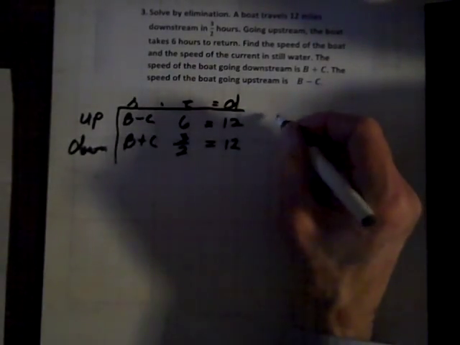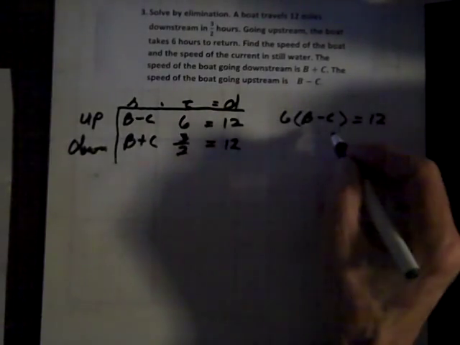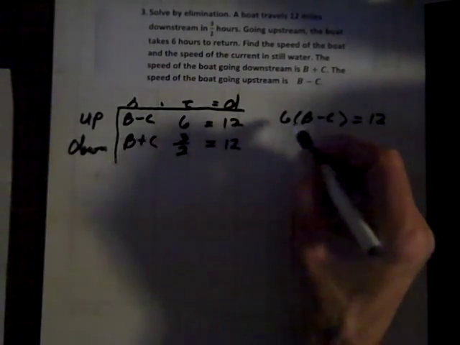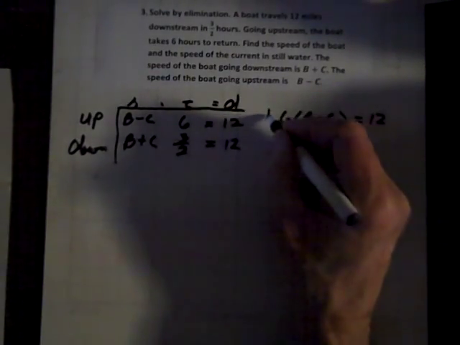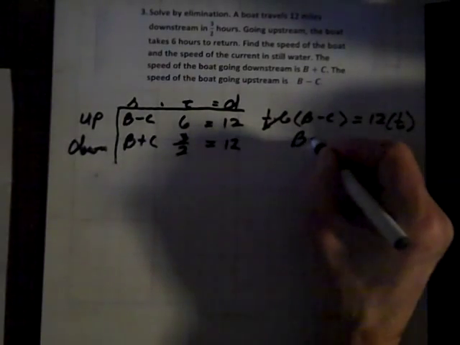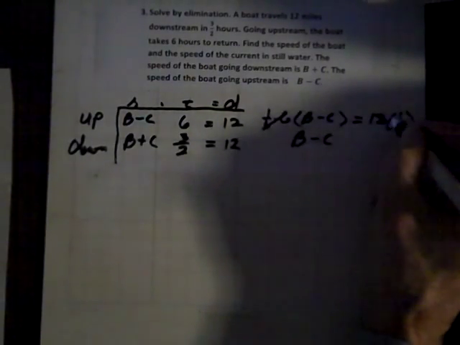So then our equations will be 6 times, because rate times time, b minus c equals 12. But before we go any farther with the second equation, let's divide both sides by 6. Or multiply both sides by the reciprocal of 6, which is 1/6 times 1/6. Here the 6's divide out, and we're left with b minus c. 6 goes into 12 twice, and so b minus c equals 2.